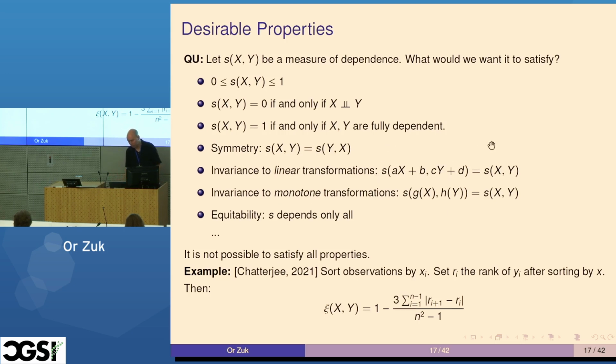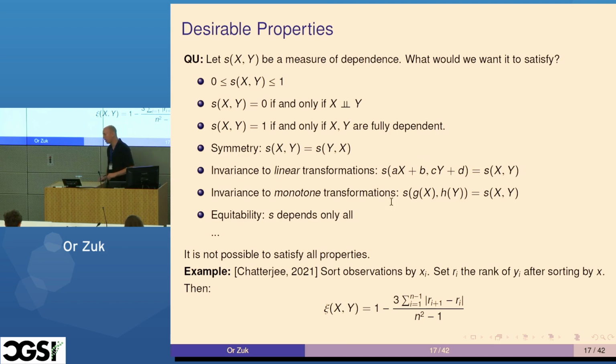So for example, linear transformation. We heard about the regression coefficient, which is not invariant to linear transformations. In particular, when you multiply by a scalar, it changes your beta coefficient, but the correlation coefficient is invariant to this transformation. Right, so we want that.